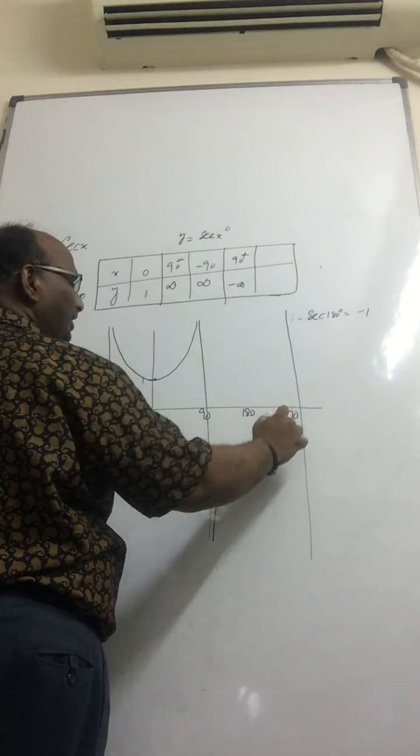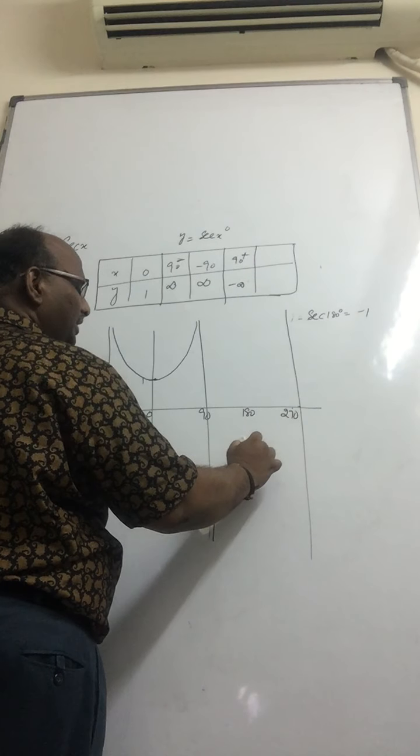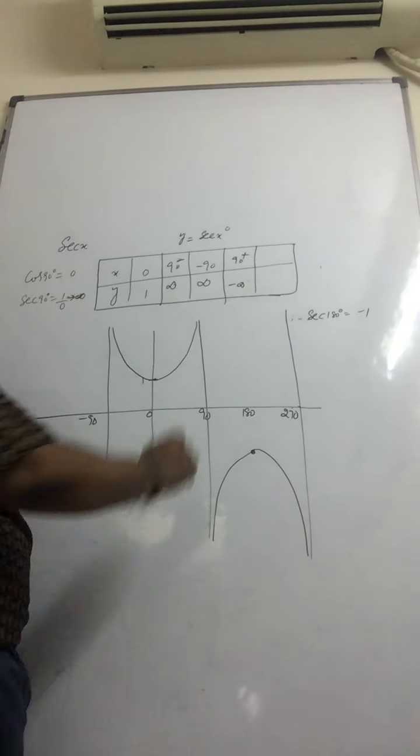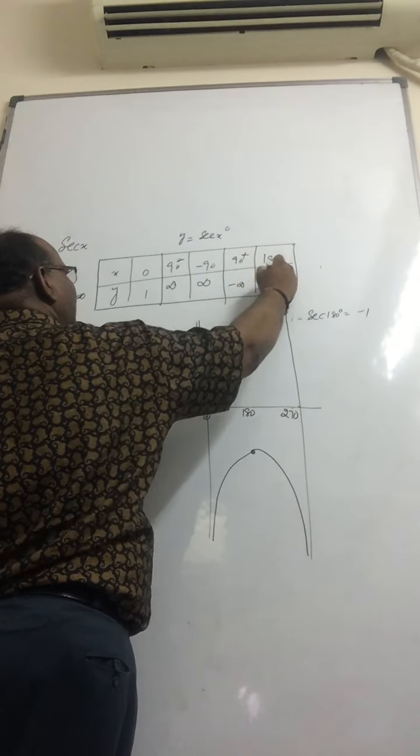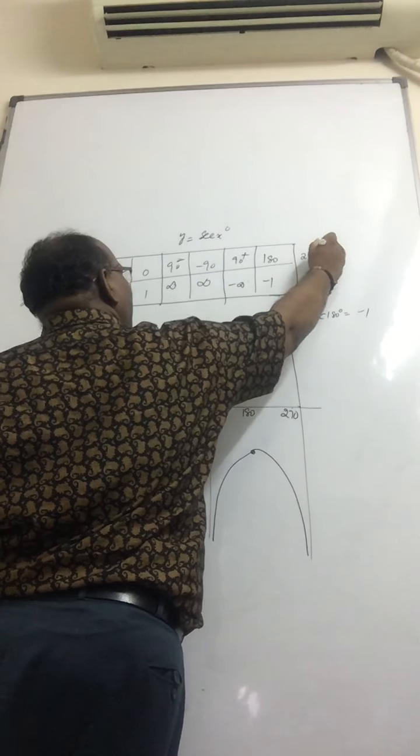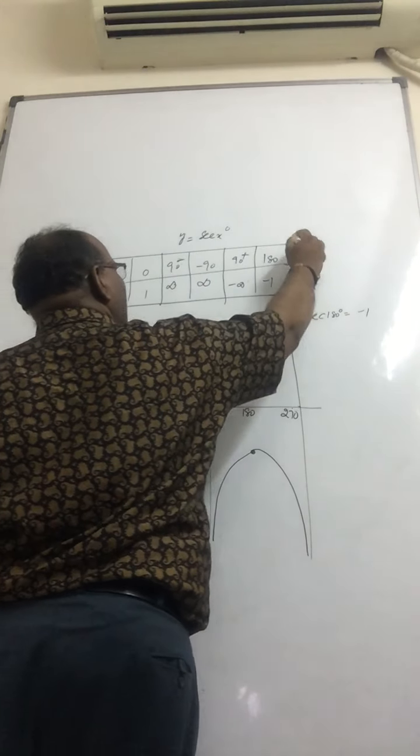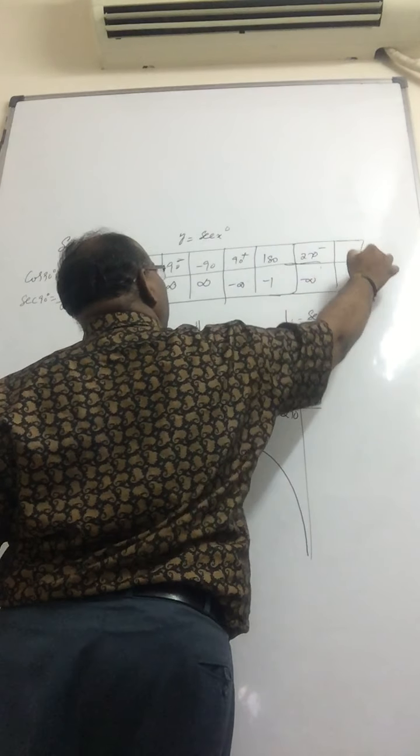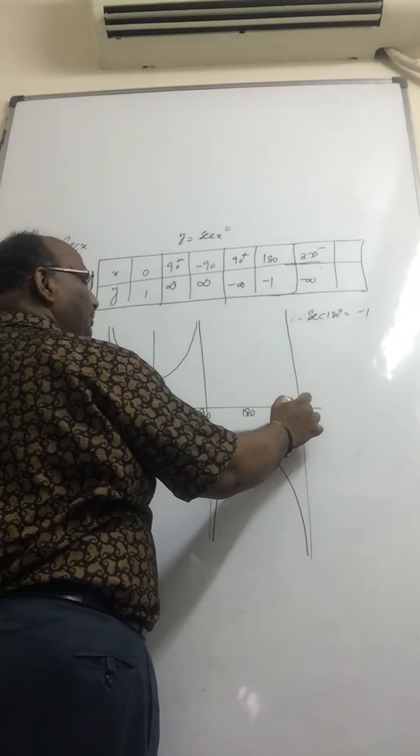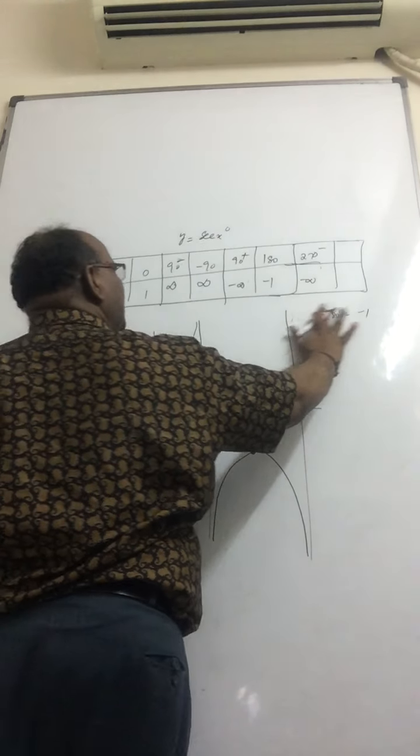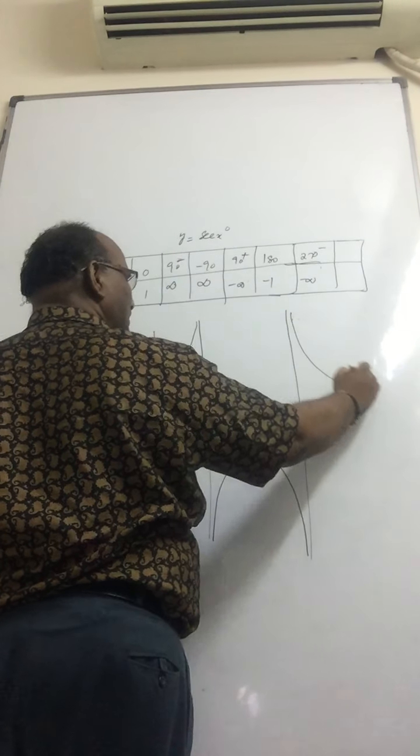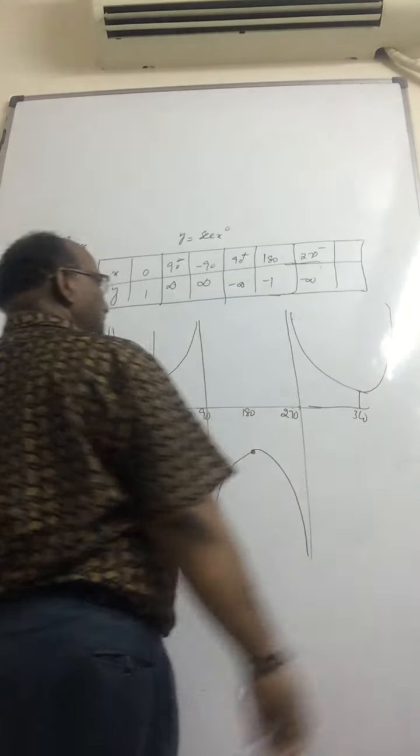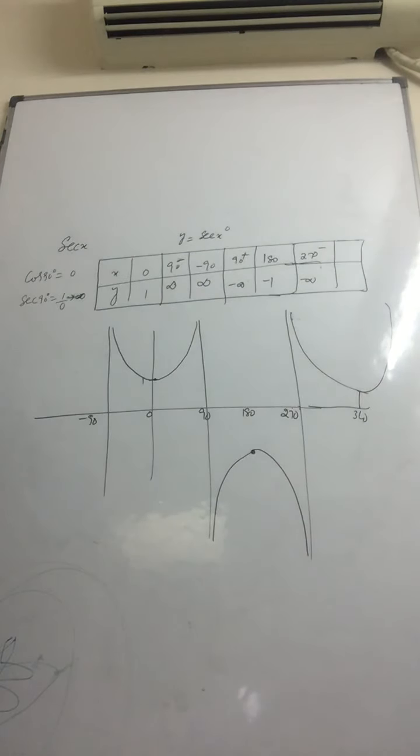Similarly at 270 minus, it is in the third quadrant, so again it approaches minus infinity. At 180 it is minus 1, and as 270 minus it approaches minus infinity, because that is the third quadrant. At 270 plus, again the fourth quadrant, secant is positive. At 360, again it is 1, and again it goes like this. This is the graph of secant x.